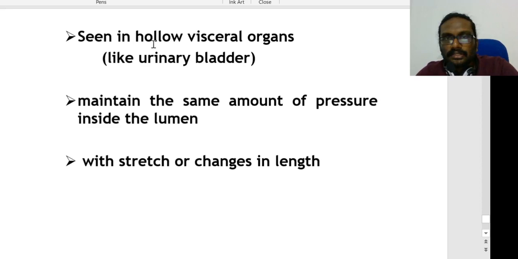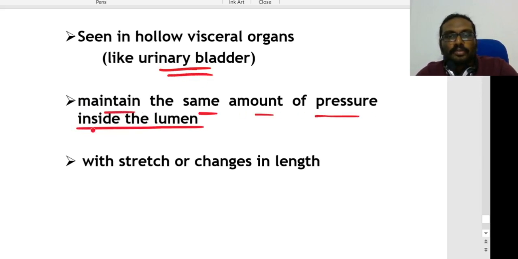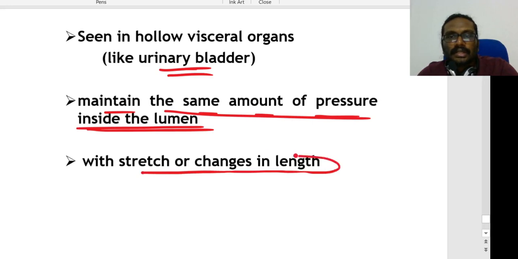This is seen in hollow visceral organs like the bladder, as I have already explained. They maintain the same amount of pressure inside the lumen with stretch changing. How will you explain this? We explain this like this.